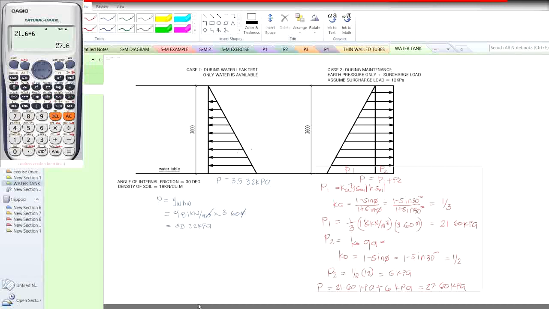So that's all for the pressure at the base of these two diagrams. Now, we are going to consider these pressures in our models using ETABS.